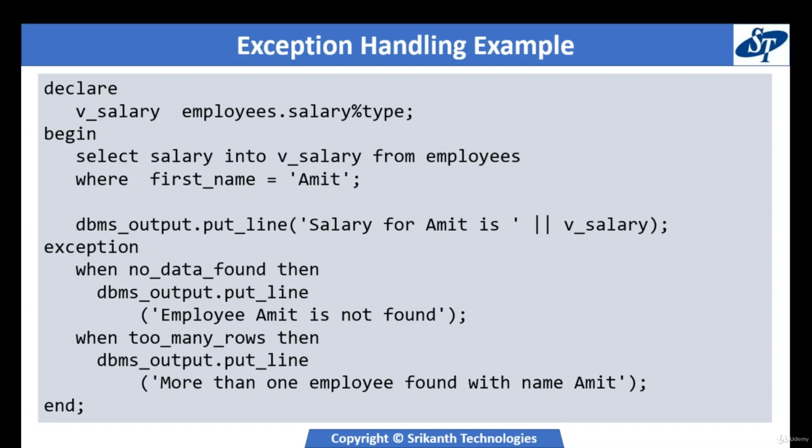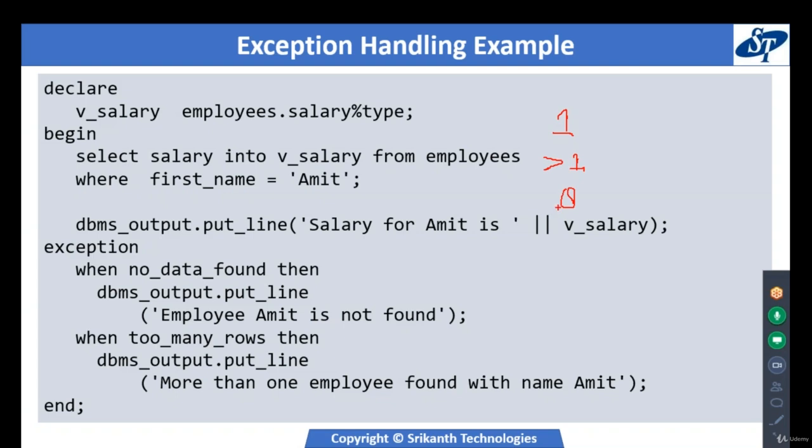And if by any chance you have more than one employee with the same first name Amit, then also it is a problem. Then select command is going to retrieve multiple rows, but we cannot copy multiple rows into one variable. So in the context of PL SQL, even this is considered to be an exception. And the exception name is too many rows. So the simple select command is having three possibilities. It might be retrieving one row, it might be retrieving more than one row, or it might retrieve none.